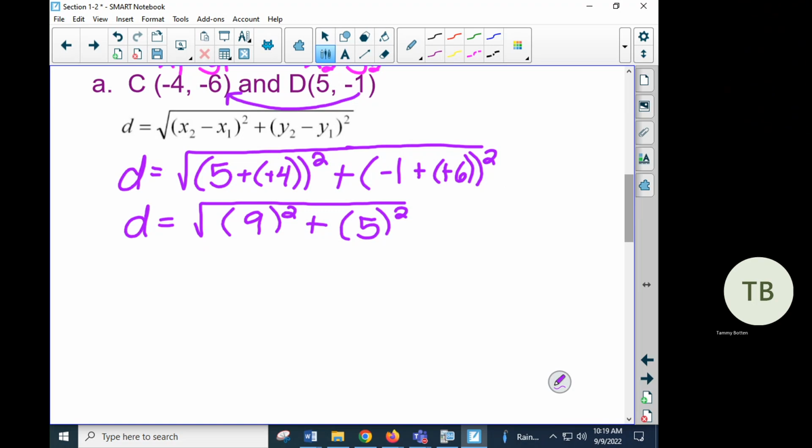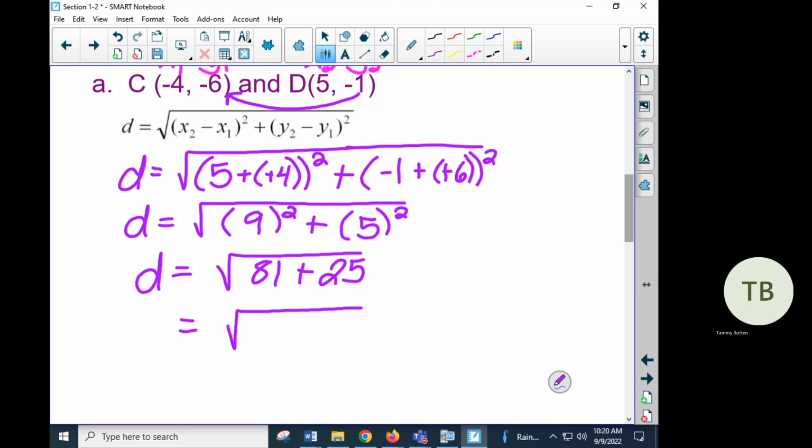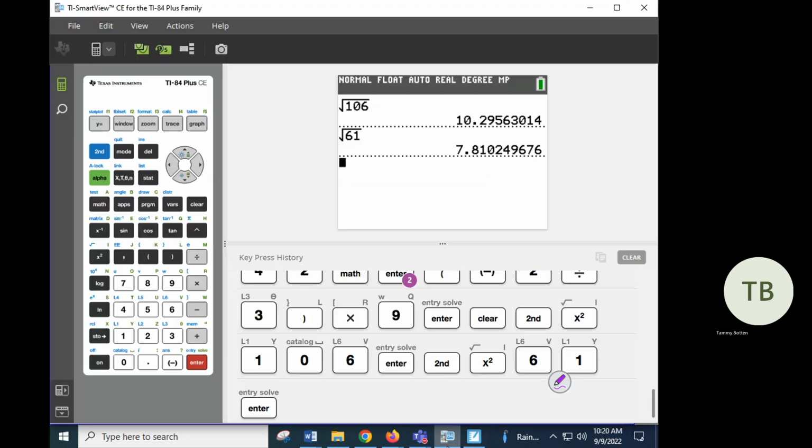Okay, then what we're gonna do, 9 squared is 81. 5 squared is 25. And then you add those together. And 81 plus 25 is 106. Then again, you'd go to your calculator and you take the square root of 106. Yeah, right. So would it be 10.30 again?